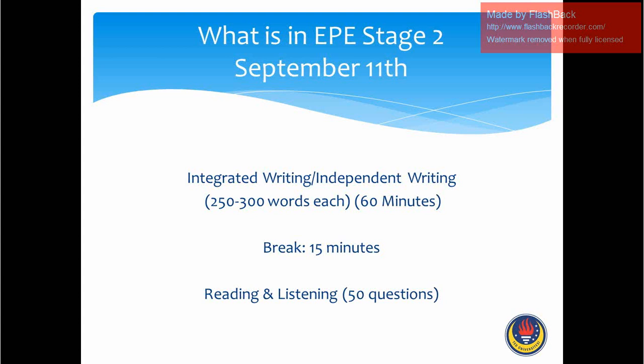So what happens in stage 2 of the EPE? You'll start off with integrated writing and independent writing. You have to write around 250 to 300 words for each section. And we give you a time limit of 60 minutes. You'll then have a break for 15 minutes. And then you'll come back and you'll do the reading and listening sections, which are around 50 questions.